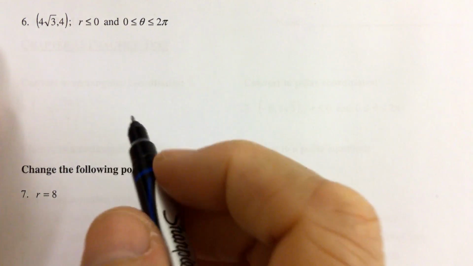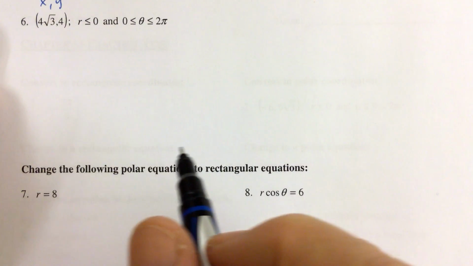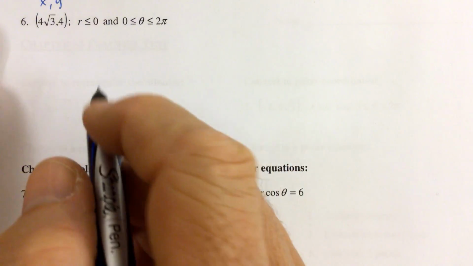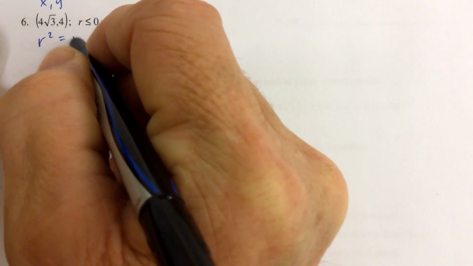For problem number 6, I guess we're still in the category of given the rectangular coordinates, and we're trying to find the polar coordinates. So we have x is equal to 4 radical 3, y is 4, and we want to know what r is. So r squared again is x squared plus y squared.